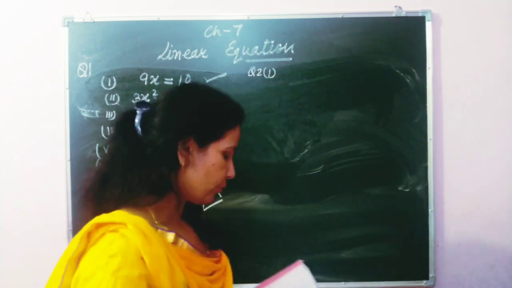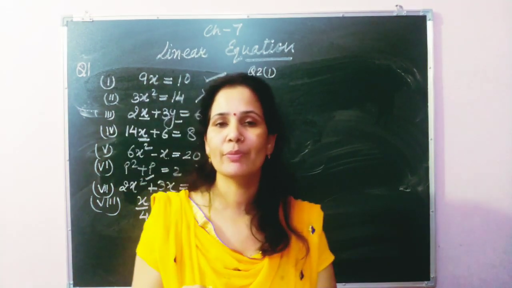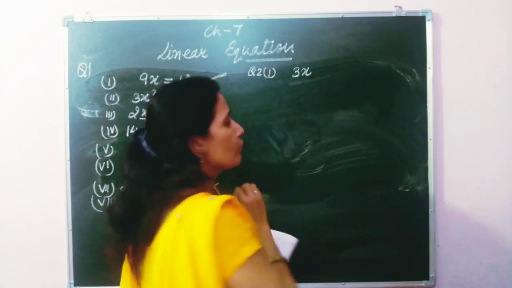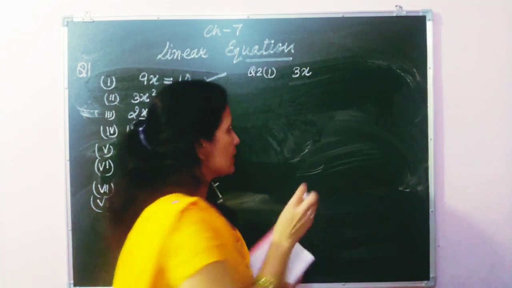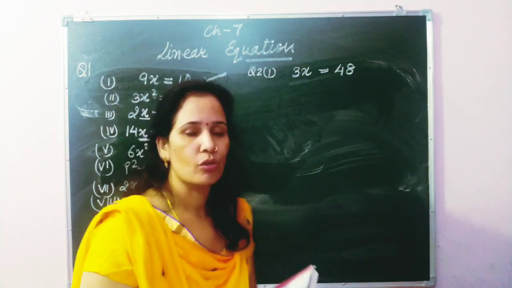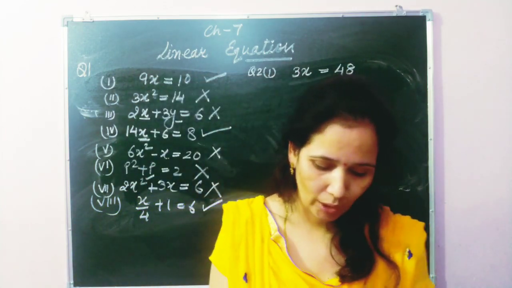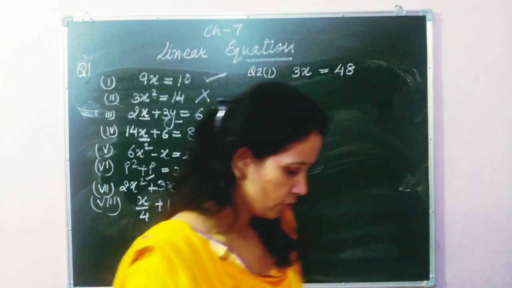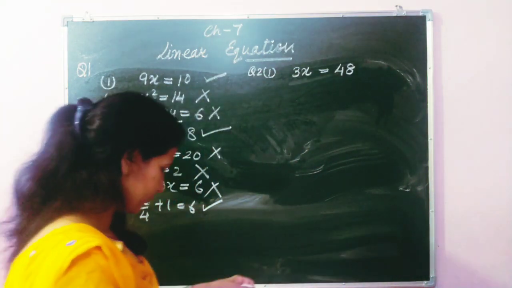So here they told thrice a number. Thrice a number means 3 times a number. Okay, 3 times a number, that means 3x is 48. So that means the answer is 48. So we have written the equation for this one, that is thrice a number is 48. Okay, now the next one.